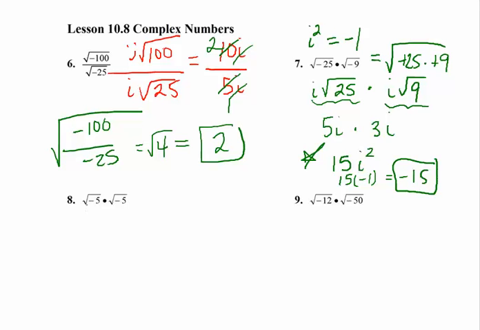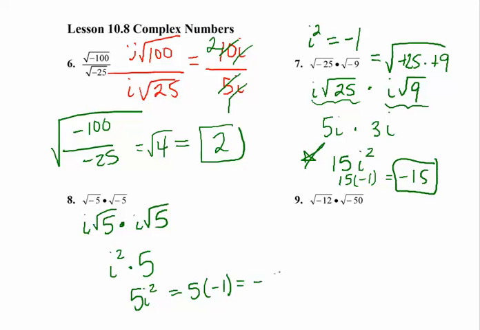On number 8, we have the square root of negative 5 multiplied by the square root of negative 5. Always pull the i out first. And we cannot simplify the square root of 5. So what we can do is multiply. So we do i times i is i to the second. The square root of 5 times the square root of 5 is positive 5. It's the square root of 25. So I get 5i squared. So that's really 5 times negative 1, or negative 5. So i squared always becomes a negative 1.